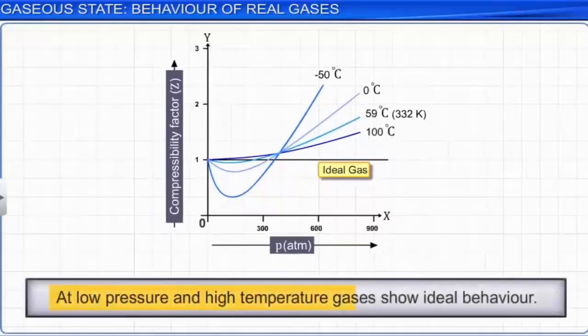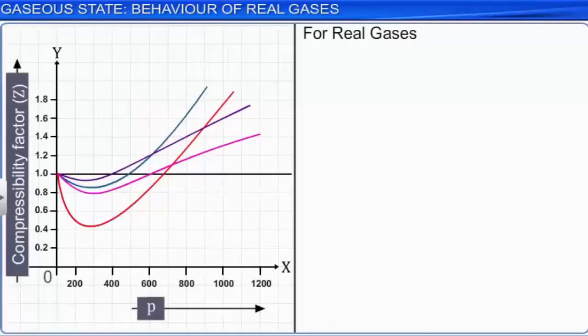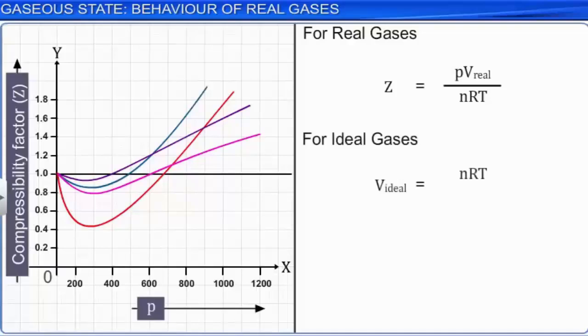Let us see another significance of the compressibility factor. We know that compressibility factor for a gas is calculated as Z is equal to PV real divided by nRT. If the gas is an ideal gas, then V is equal to nRT divided by P. On substituting the value of nRT divided by P in the equation for compressibility factor, we get Z is equal to V real divided by V ideal. From this, we can conclude that Z gives the ratio of the actual molar volume of a gas to the molar volume of it, if it were an ideal gas at that temperature and pressure.